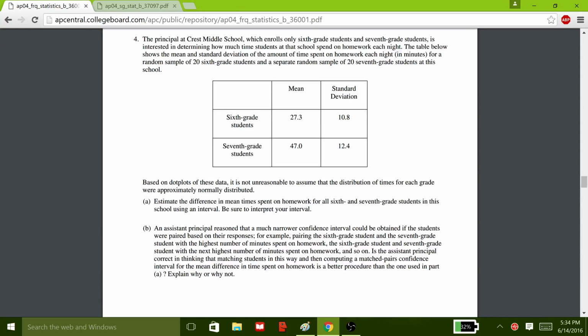I'm going to verbally explain why this is an incorrect way to pair students. Matching students using the measured responses, which is how much time they spend on doing homework, is inappropriate because pairs should be created based on variables that may affect the response, but not the response itself. The response variable cannot be paired. So once you write that down for Part B, you're done with the problem.